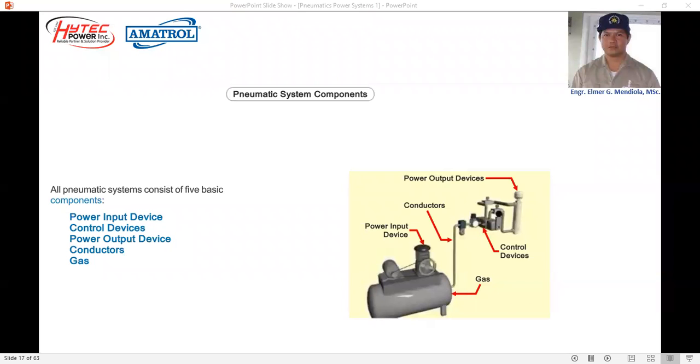Second are the control devices, which are composed of the 3 types of control valves: pressure, flow, and directional. Next are the power output devices, which are the pneumatic cylinders and motors. The conductors is the term used to refer to the pipes, fittings, and flexible hoses. And lastly, the gas in the form of compressed air.